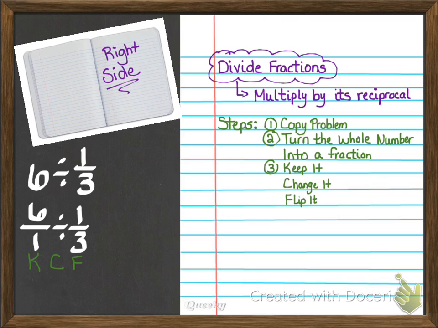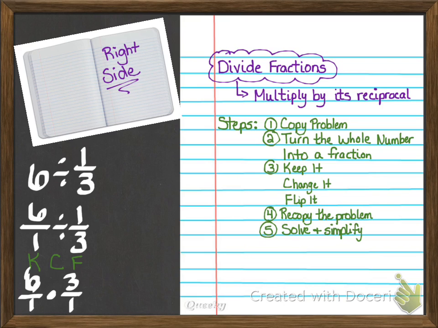So when I recopy my problem, which is my last step, it's going to say 6 over 1 times 3 over 1. And then finally, we're going to solve it and simplify if necessary. On this problem here, we're going to multiply our numerators. Our numerators are 6 and 3, so 6 times 3 gives me 18. My denominators are 1 times 1, so you get 1. When I simplify 18 over 1, my final answer is 18. And that's all the steps that you need in order to solve fractions when dividing.